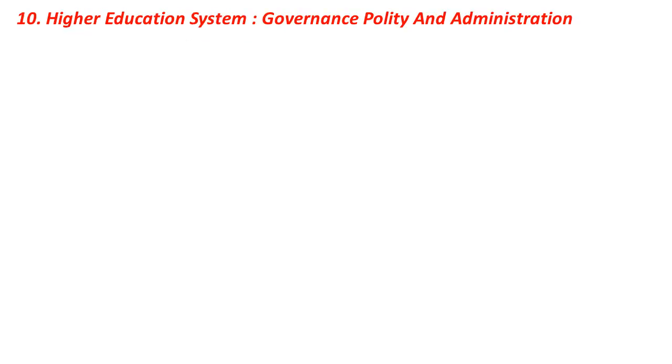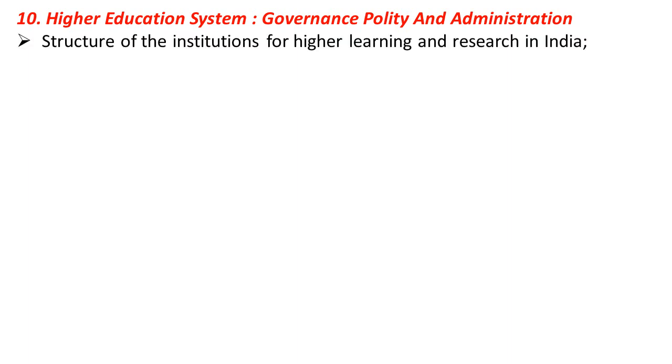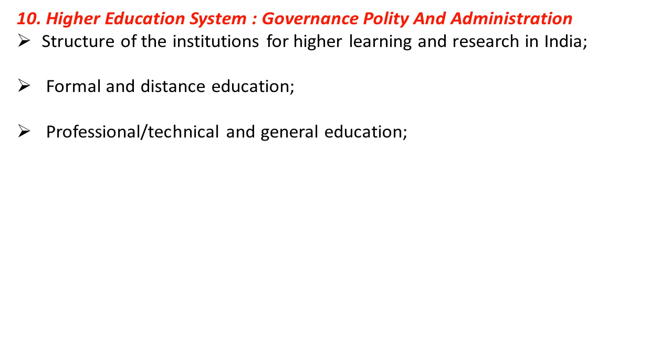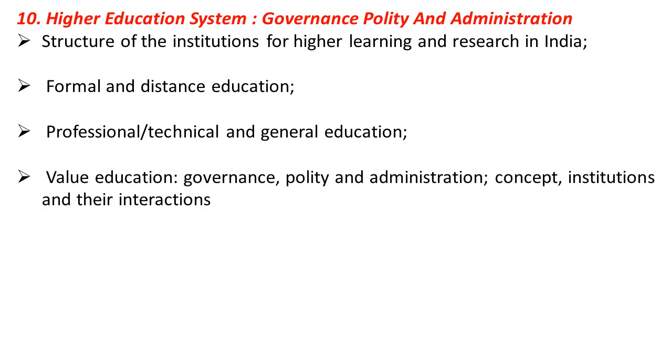Now, the 10th and last topic for UGC NET teaching aptitude is the higher education system, governance, polity and administration. Under it are the structure of institutions of higher learning and research in India, what type of research and what is the structure of the institutions. Formal and distance education is another subtopic. Professional, technical and general education is another subtopic. Then value education, governance, polity, administration, concept, institutions and their interaction.